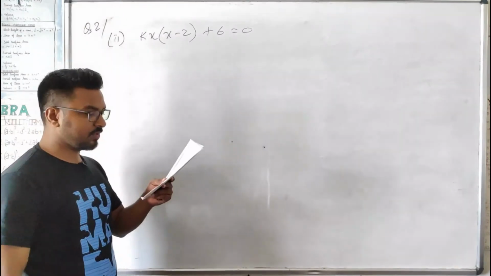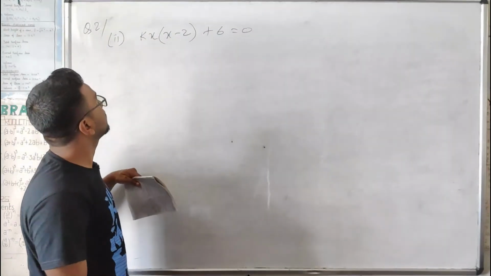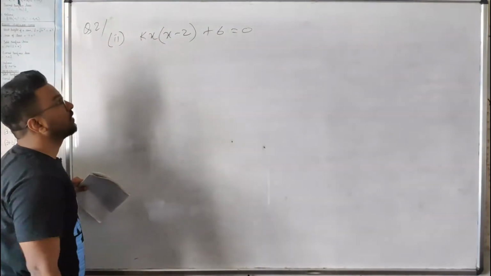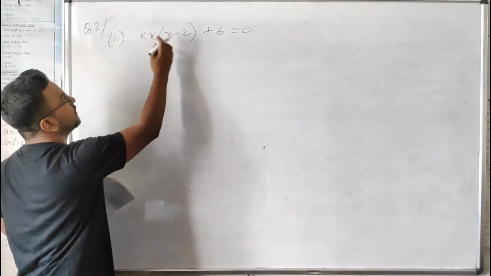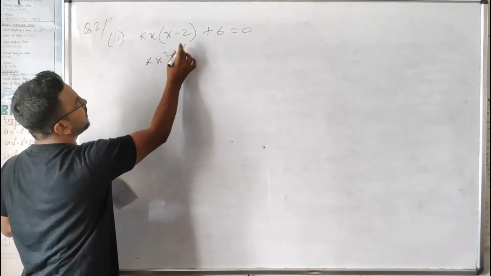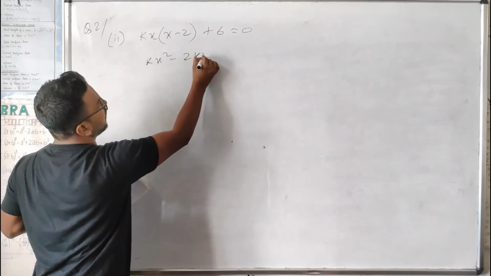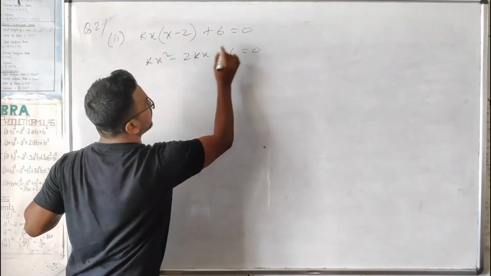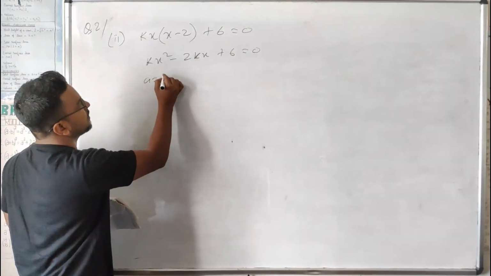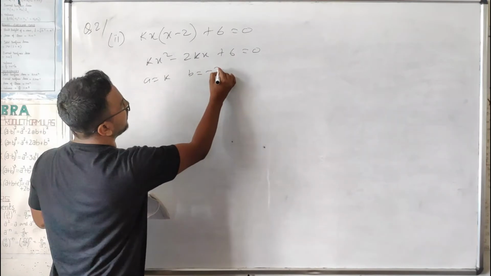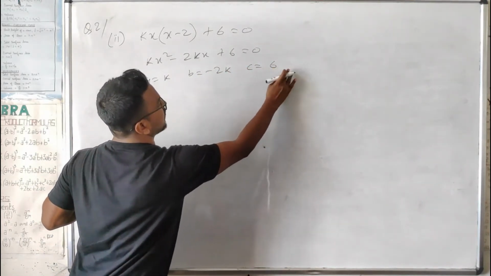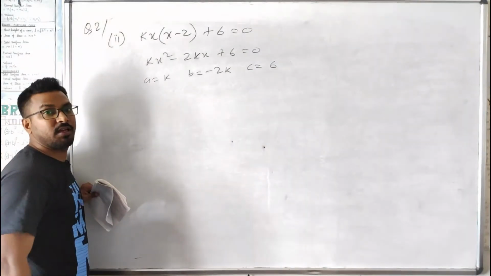Fine. So our next question is given kx whole bracket x minus 2 plus 6 equals to 0. Okay, so first we have to multiply this one. If you multiply, you will get kx square minus 2kx plus 6 equals to 0. Now it becomes a quadratic equation. Now what is a here? Here a is k, b is minus 2k, and c is 6.